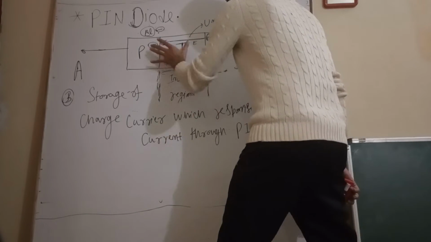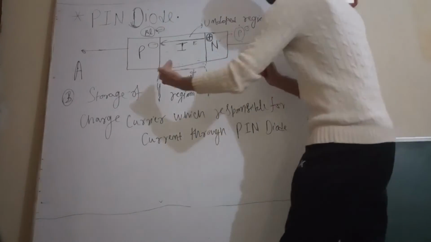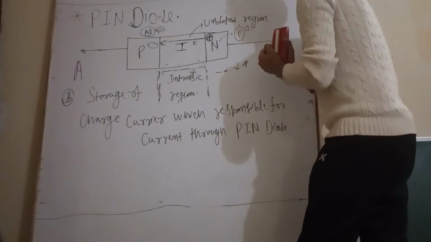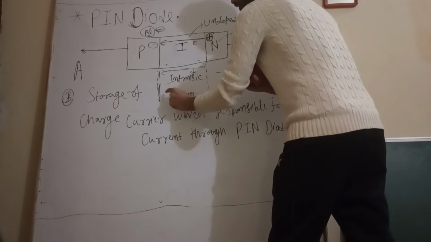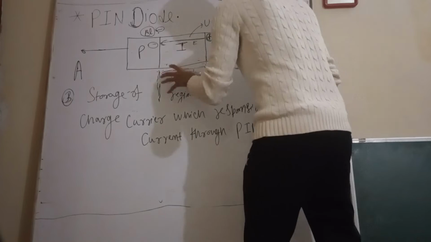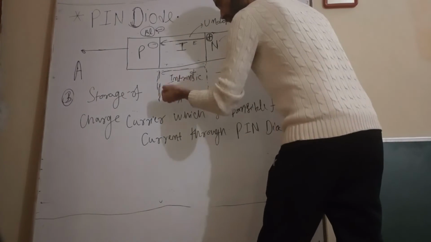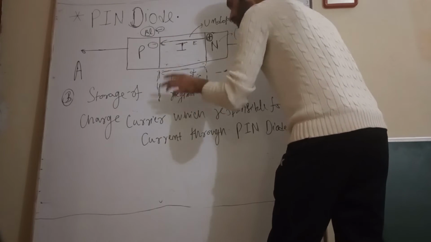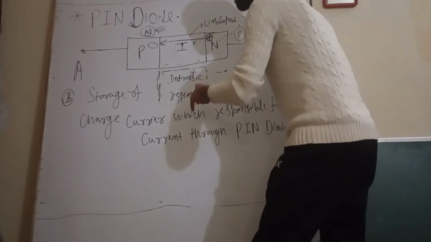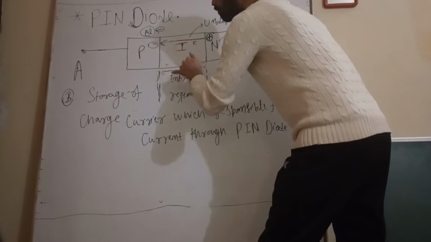When we forward bias this PIN diode, the depletion region will start decreasing. Depletion width decreasing means the number of free charge carriers will also get reduced, due to which the resistance that this intrinsic region has will decrease. So as we increase the forward bias voltage, resistance decreases.